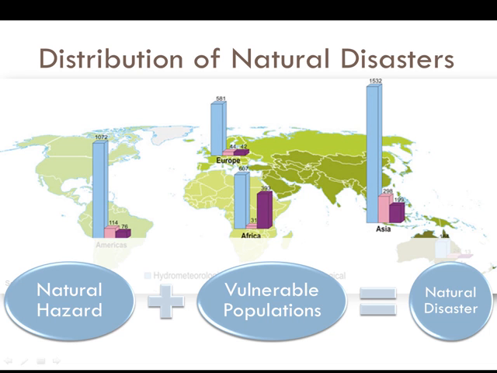A hurricane hits a coast. The population is vulnerable because they have poorly constructed homes very close to shore. That natural hazard, the hurricane, combines with vulnerable populations to lead to a natural disaster. And what this means is that the poor are disproportionately affected by natural hazards because their level of vulnerability is very high.